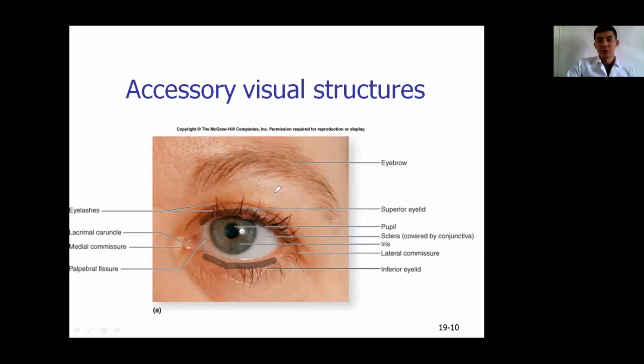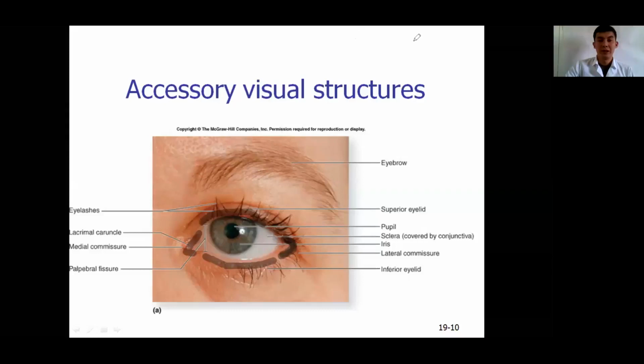Eyelids on the outer surface are covered by skin. The inner surface of the eyelids is covered by conjunctiva. That conjunctiva makes the conjunctival fornix, superior and inferior conjunctival fornix, which transitions to the sclera and covers the sclera. On the medial angle is the medial commissure. On the lateral angle is the lateral commissure.